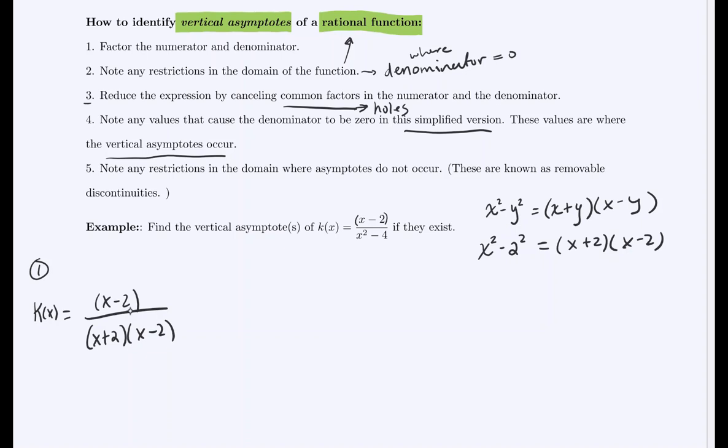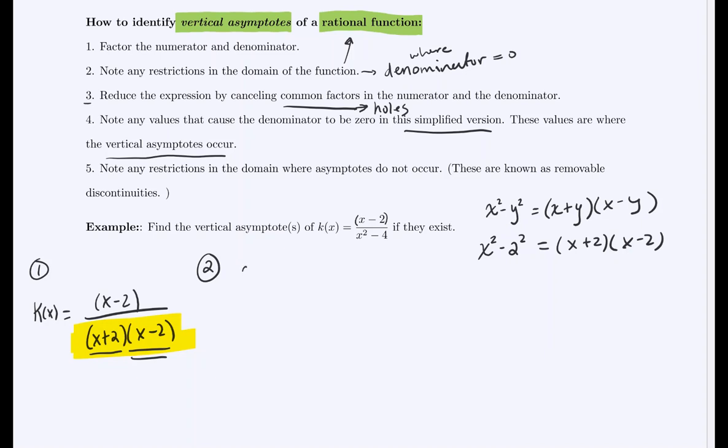Okay, and what are our domain restrictions? That's step 2. We're going to be looking for when is the denominator equal to 0. Now the denominator, this whole expression, is only equal to 0 if this term equals 0 or this term equals 0, right? Because if one of them equals 0, then they multiply and the whole term goes to 0.